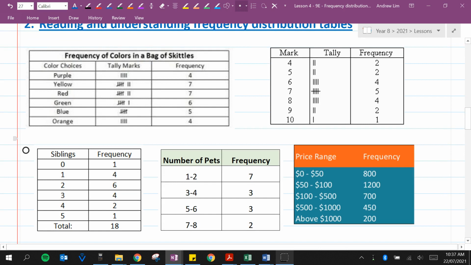So the frequency is just the number that the tally represents. So there's 4 strokes here, so there's just 4. So what that means is there are 4 purple Skittles in that bag of Skittles. Or there are 7 yellow Skittles in that bag. Okay, or there are 5 blue ones.